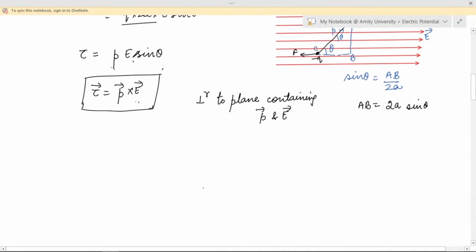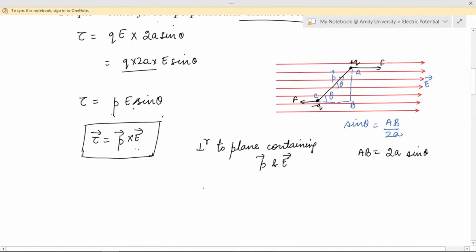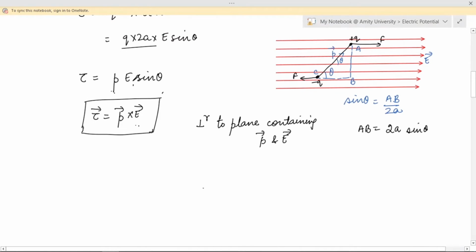Now here we can consider some special cases. Let us say, in what scenario will torque be maximum or minimum? From this equation, for a given electric dipole in a uniform electric field, torque depends upon sine theta. As theta keeps changing, torque will also be different. As a special case, consider theta equal to 0 degrees. In that case, torque will be equal to 0.